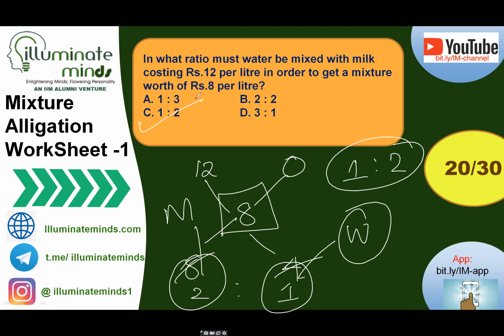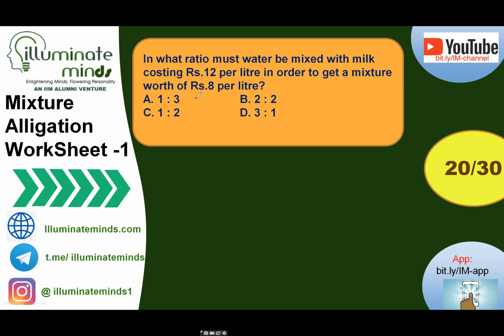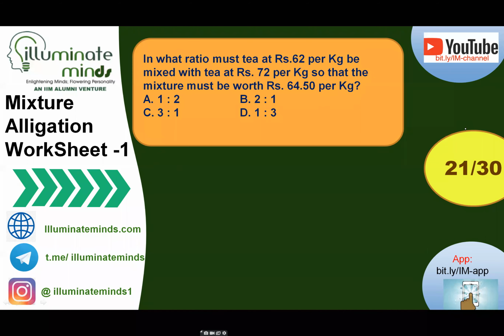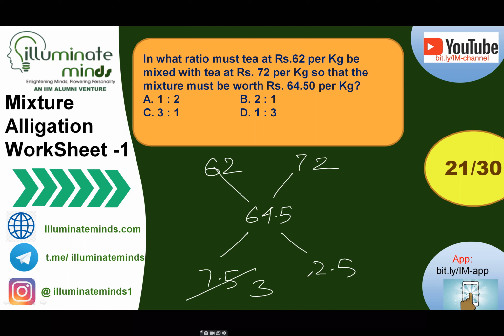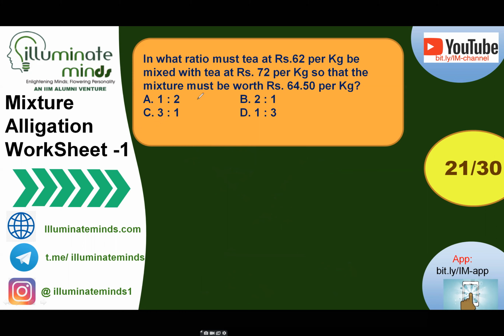Next one is: in what ratio must tea at rupees 62 per kg be mixed with tea at 72 to make a mixture at 64.5? I hope this is pretty simple. 62, 72, 64.5. You can rush through these questions. So this will be equal to 7.5, this will be equal to 2.5. This is 3, this is 1. So 3 is to 1 or 1 is to 3. I need to look at this. 62 is written first, so the answer will be 3 is to 1, option C. This should not be an issue with anyone, I believe.